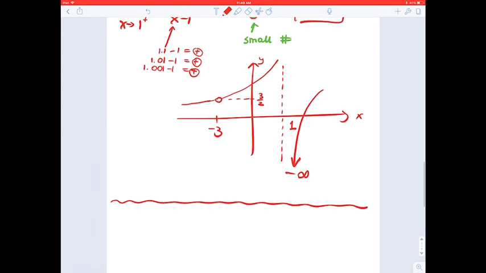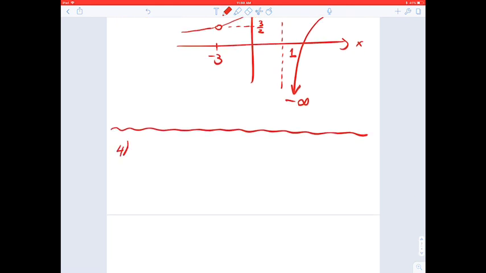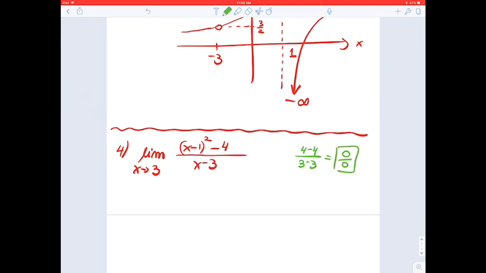Okay, let's take another, limit number 4. Limit as x goes to 3, maybe one more polynomial, (x minus 1) squared minus 4 over x minus 3. Okay, direct substitution: 3 minus 1 is 2, 2 squared is 4, 4 minus 4, 3 minus 3, again 0 over 0. The answer is most likely not 0. I know that there is a common factor. Let's find out the common factor, cancel out, and use the direct substitution.